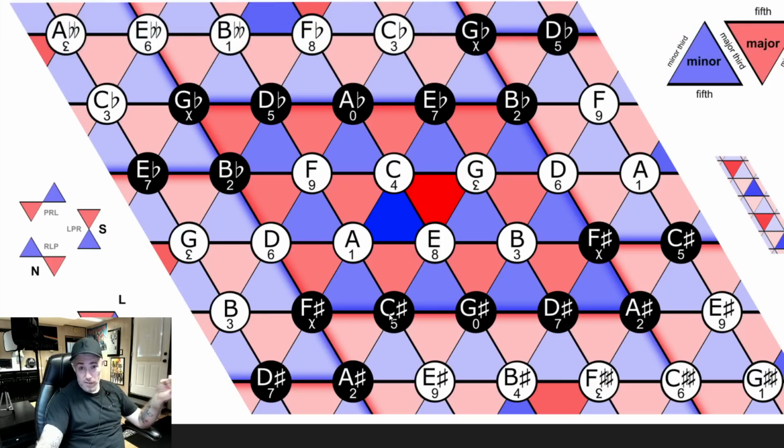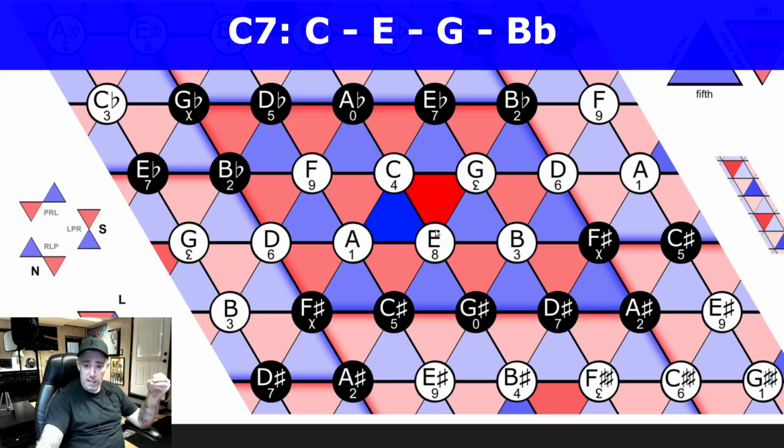What are the notes of a dominant 7 chord? Let's figure it out. C, E, G, B flat. So you have the downward triangle, but then you keep going up.